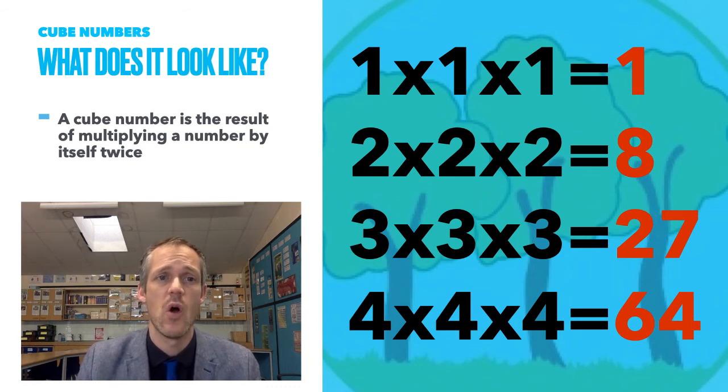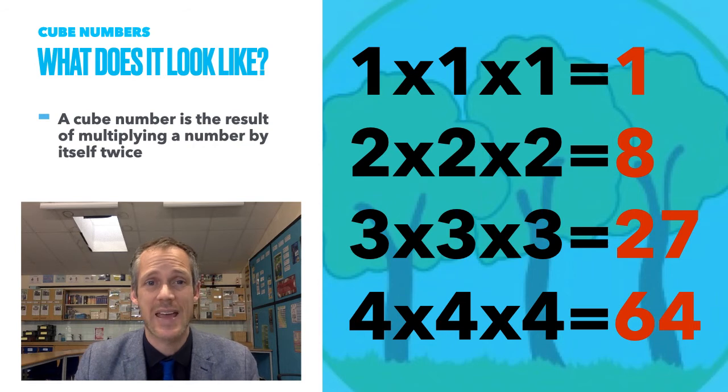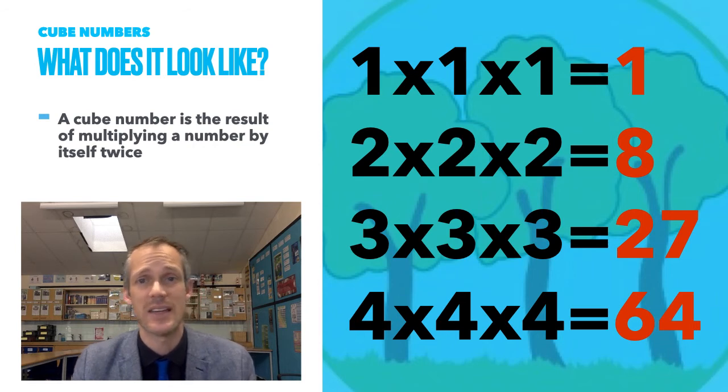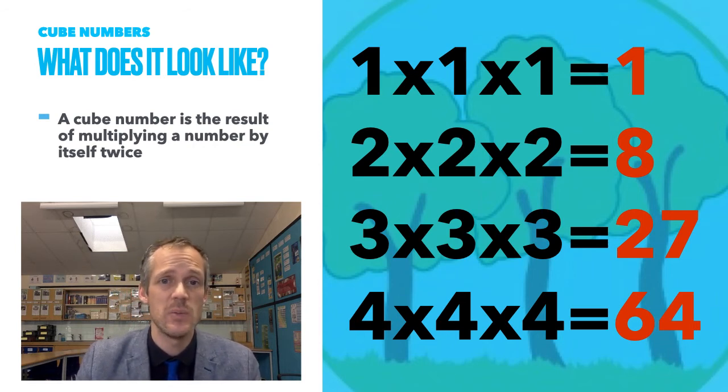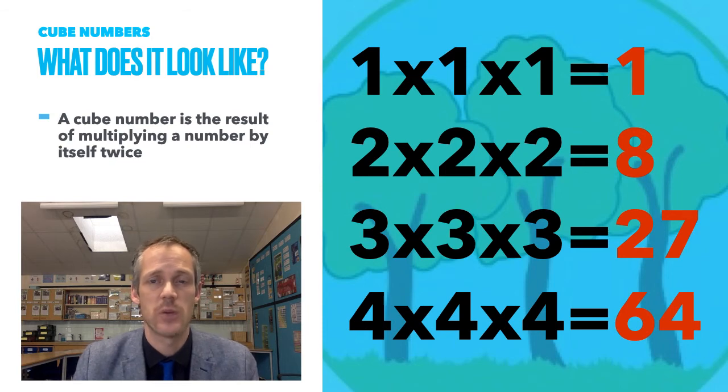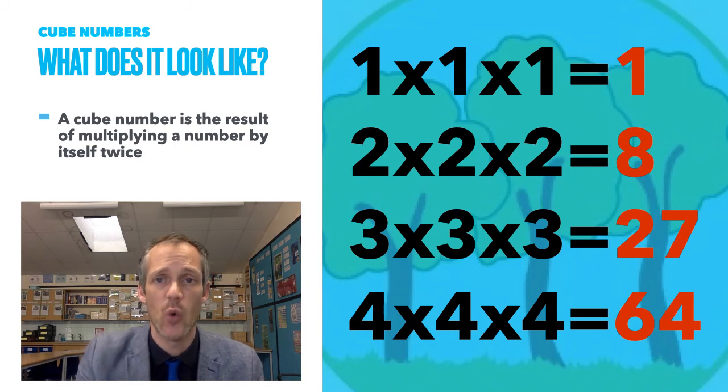So for example, 1 cubed would be 1 times 1 times 1, which gives us 1. 2 times 2 times 2 equals 8. So 2 cubed is 8. 3 cubed, 27, and 4 cubed, 64. So our answers in red there, 1, 8, 27 and 64 are all cube numbers.